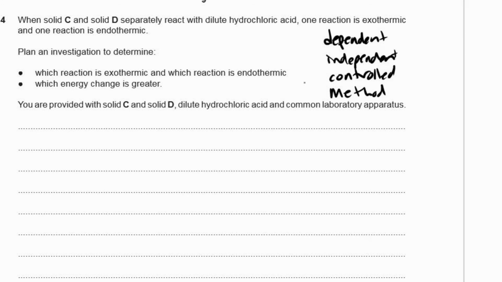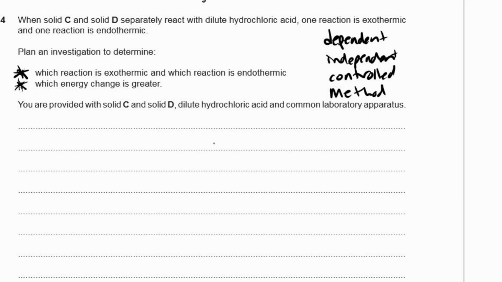Other things you need to include in this investigation: which reaction is exothermic, which is endothermic, so that's your observations. And how do you know which energy change is greater? You have to put each one of those in. It's a 6-mark question. You'll have 1 mark for making sure you answer the first one, 1 mark for making sure you answer the second one, and then you need to show your investigation. All right, so you need quite a few bits.